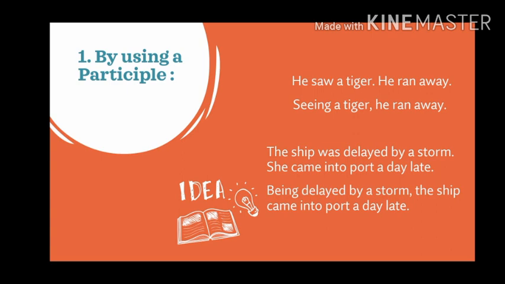Second sentence. The ship was delayed by a storm. She came into port a day late. Whenever the be form of the verb is there in a sentence, please try to start the sentence using being plus verb. So, being delayed by a storm, the ship came into port a day late. Which are the be forms of the verb? Was, is, are, were, and am. If it is there, it is better to start the sentence with being.